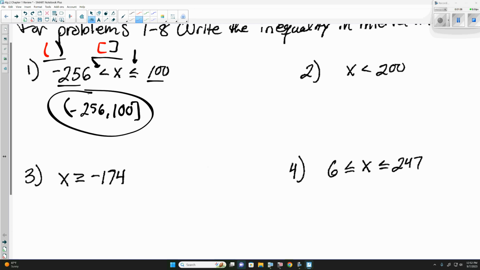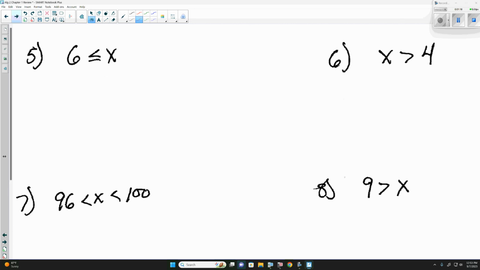Any other questions on number 1? Any other questions on 2 through 4? Questions on 2, 3, or 4? Questions on 5 through 8? One of these that we want to see done? We can look at number 6.